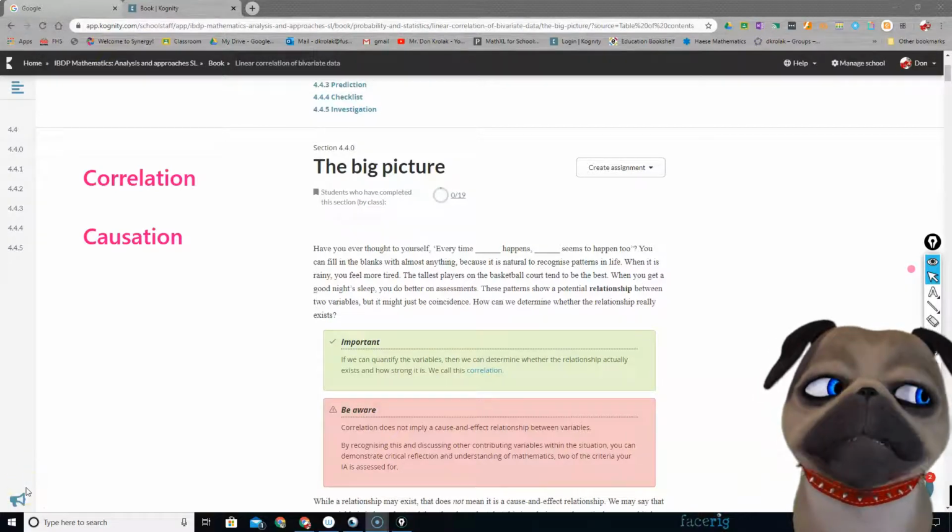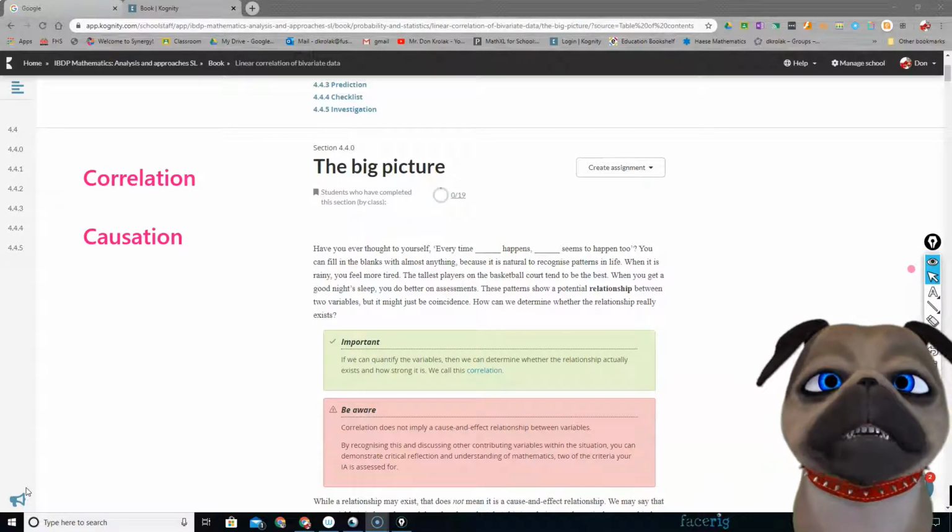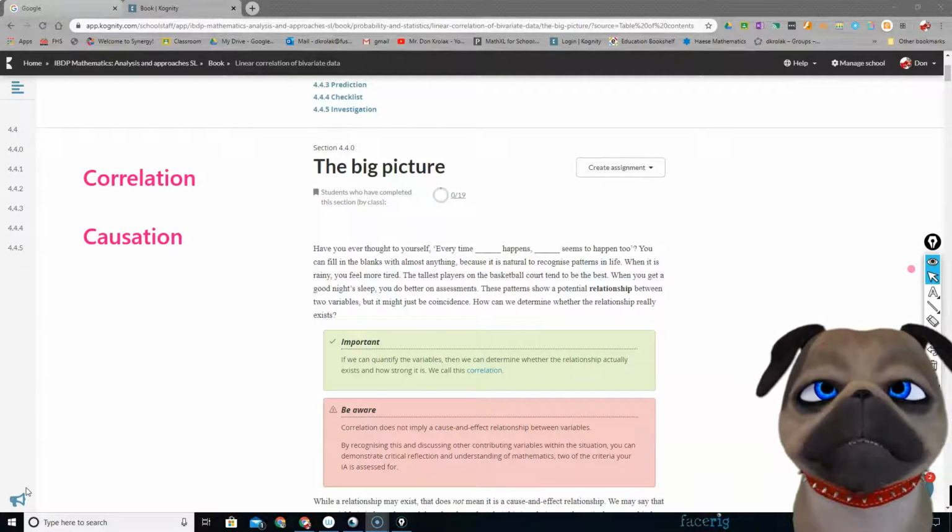I'm Julian. I'm Mr. Krolak's pug, and I'm going to be standing in for him tonight.